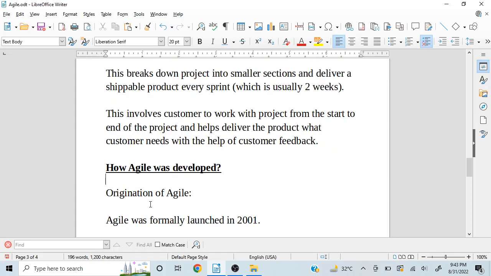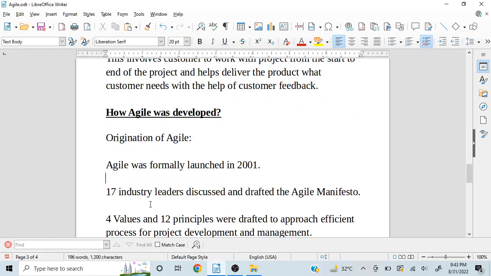Now, how exactly was it developed? So, it was formally launched in 2001. There were 17 industry leaders who met and discussed all the issues they could think of, and they could all agree on certain points, which they call the Agile Manifesto.